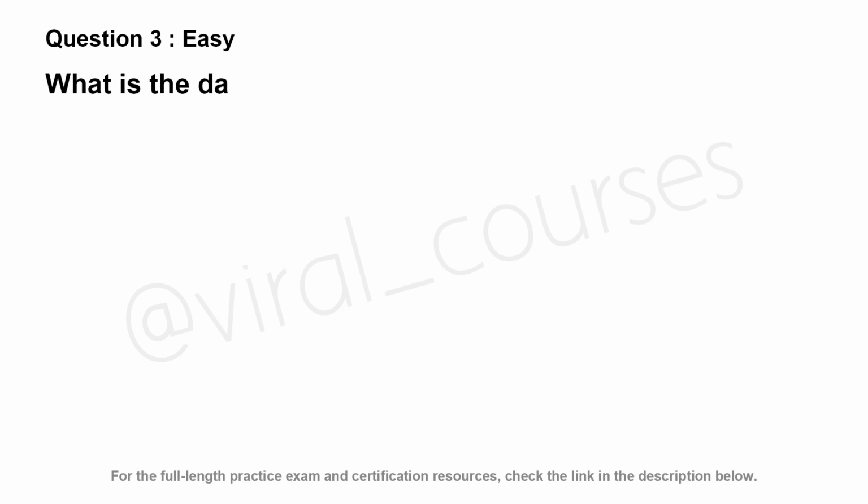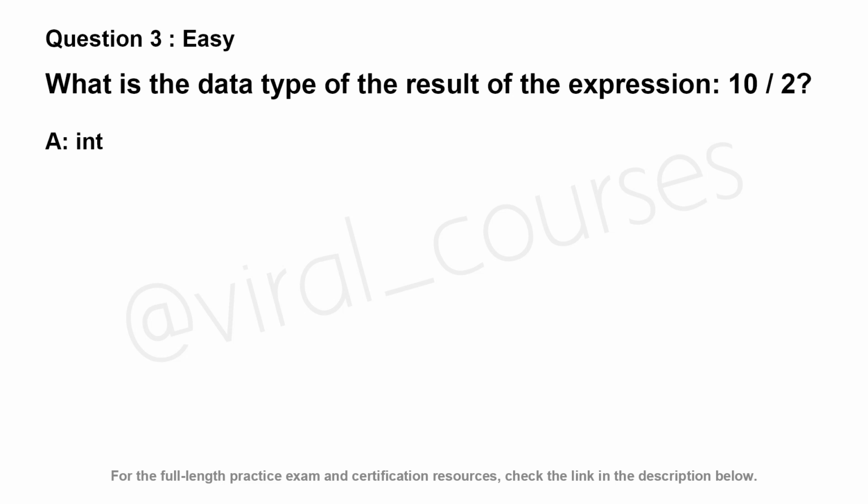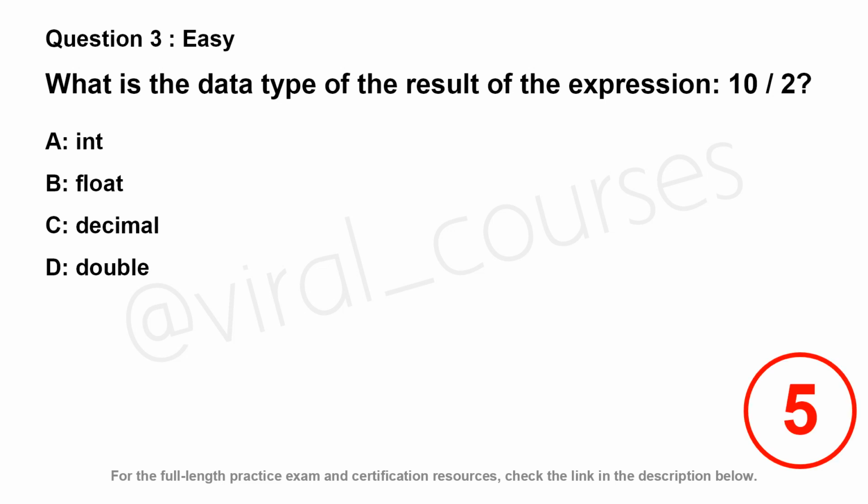What is the data type of the result of the expression 10 / 2? Option A, int. Option B, float. Option C, decimal. Option D, double.